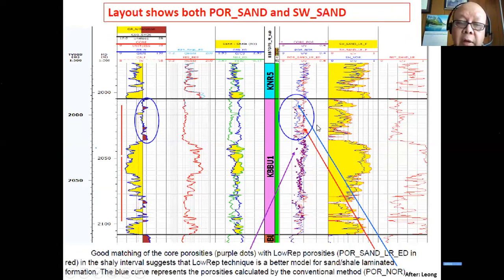Which means that by using this low resistivity processing method, we are able to evaluate the porosity of the sand, which is matching quite well with the porosity from the core. And using the porosity, we can get a better hydrocarbon saturation.